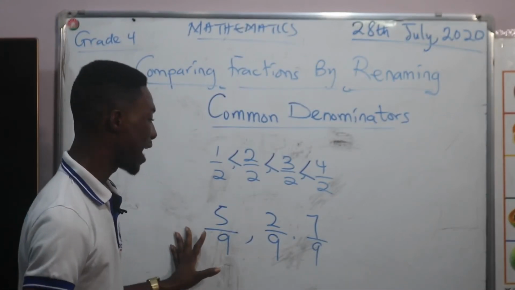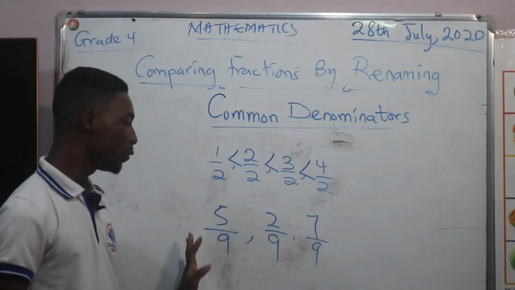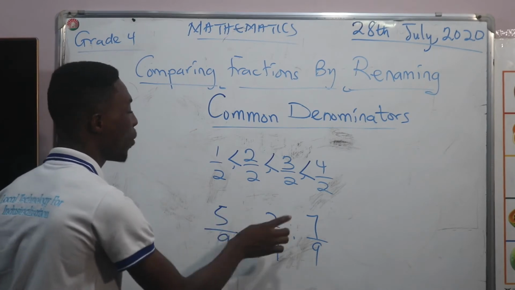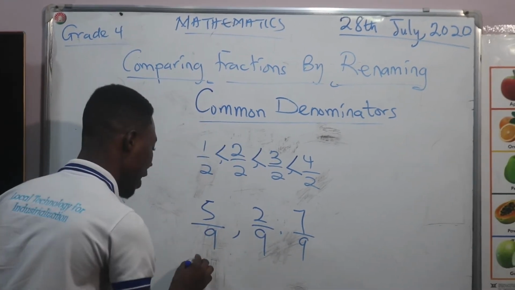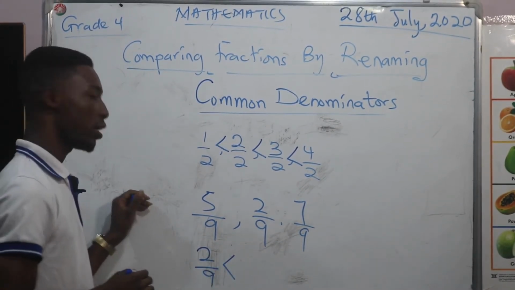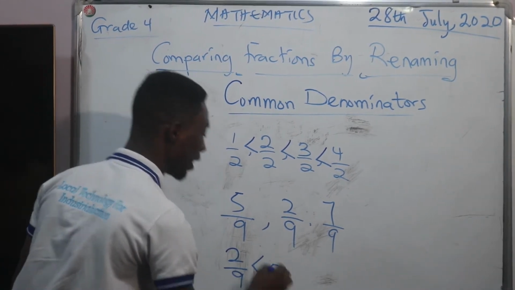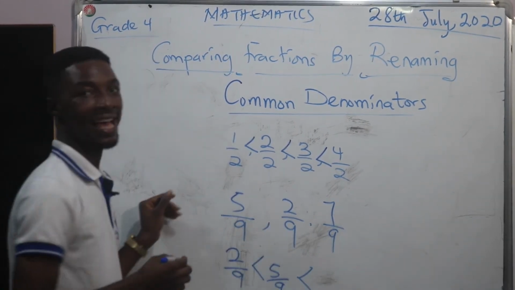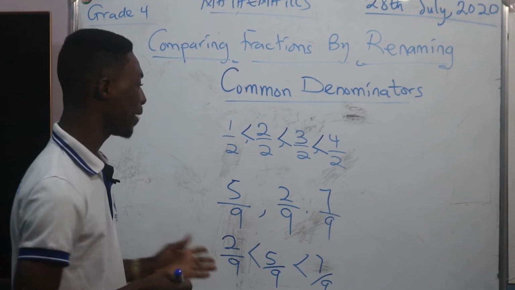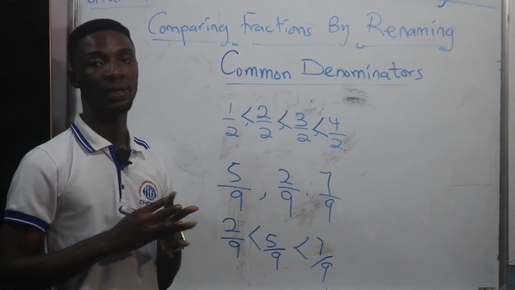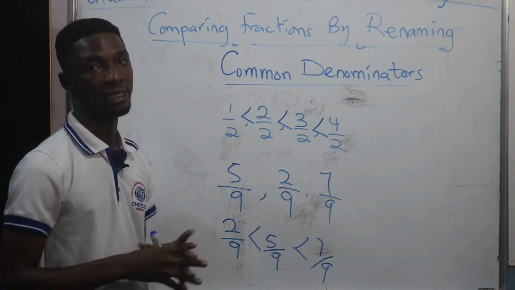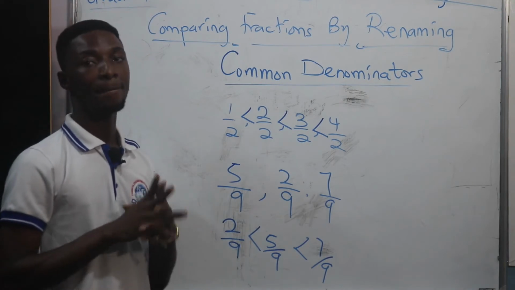For this reason, I just need to compare the numerators due to the existence of common denominator. So 2 is the smallest among all the numerators. So 2 out of 9 will be the first fraction. And it is going to be less than the next fraction, which is 5 out of 9. And 5 out of 9 is going to be less than the next fraction, which is 7 out of 9. So because they have the same denominator, I didn't have any problem in arranging them or comparing them. I just compared the numerators and arranged them in the order of magnitude I want.